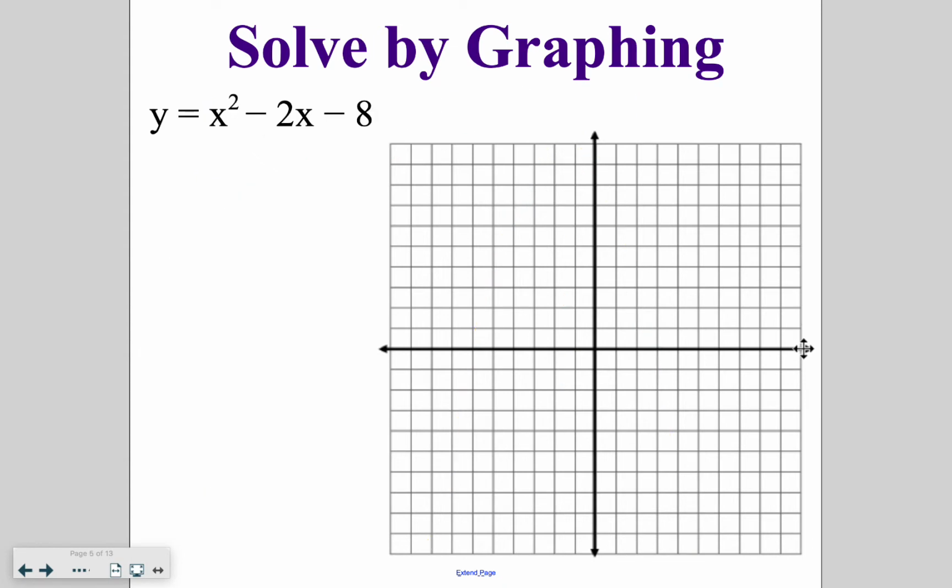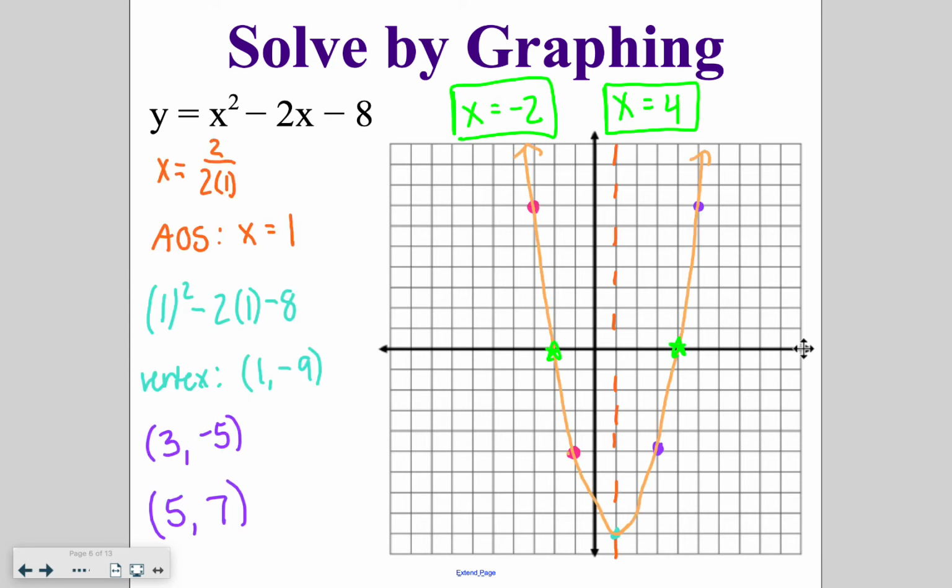Go ahead and try this one on your own. Starting by finding that axis of symmetry, again, we have our A value was 1, our B value was -2, and our C value was -8.